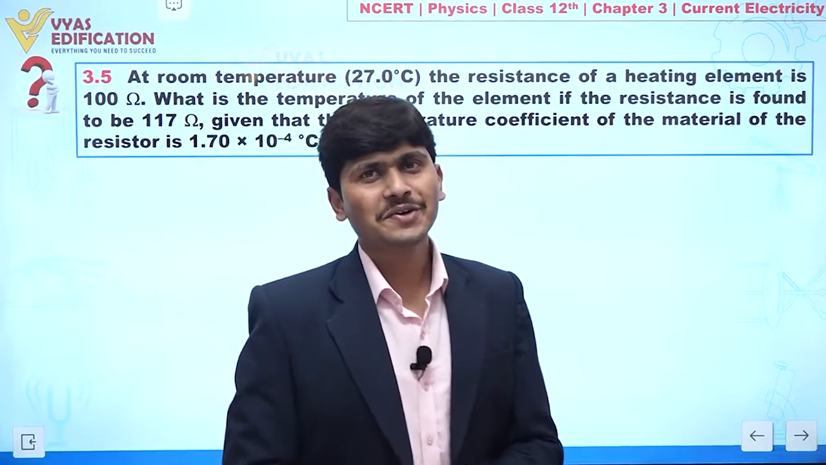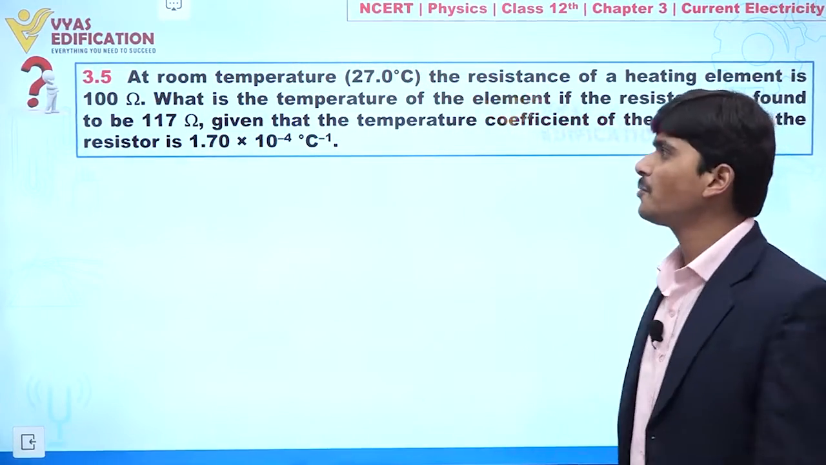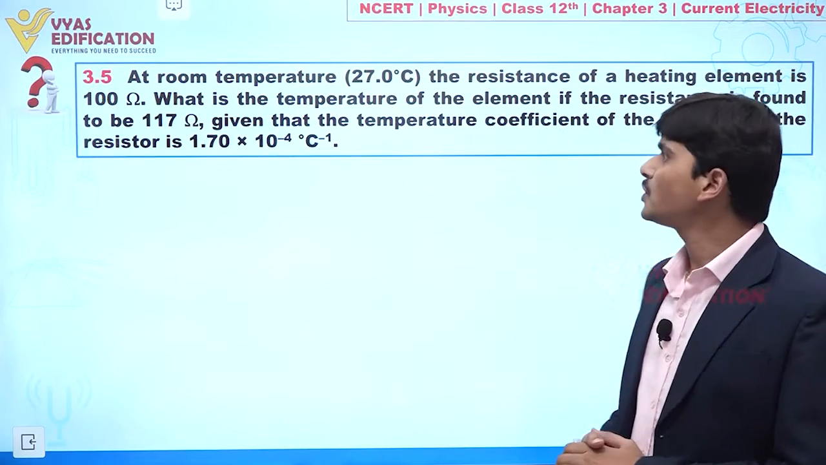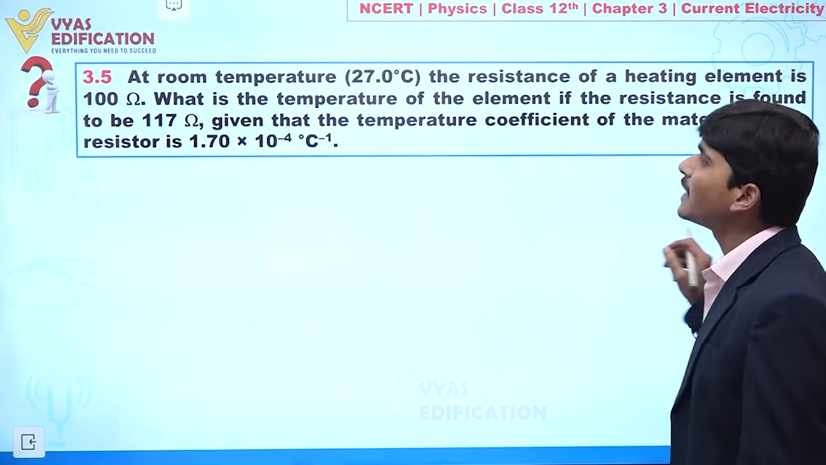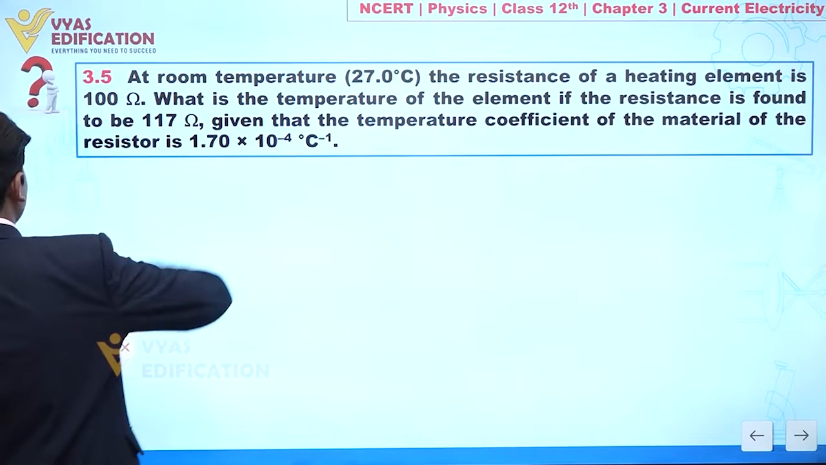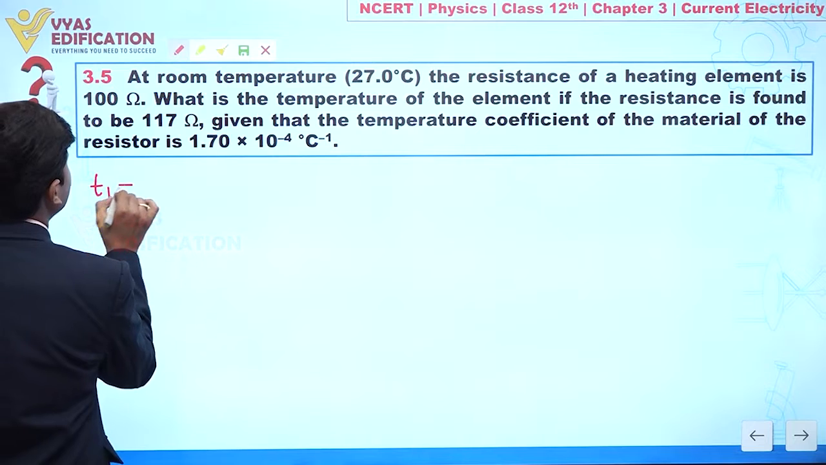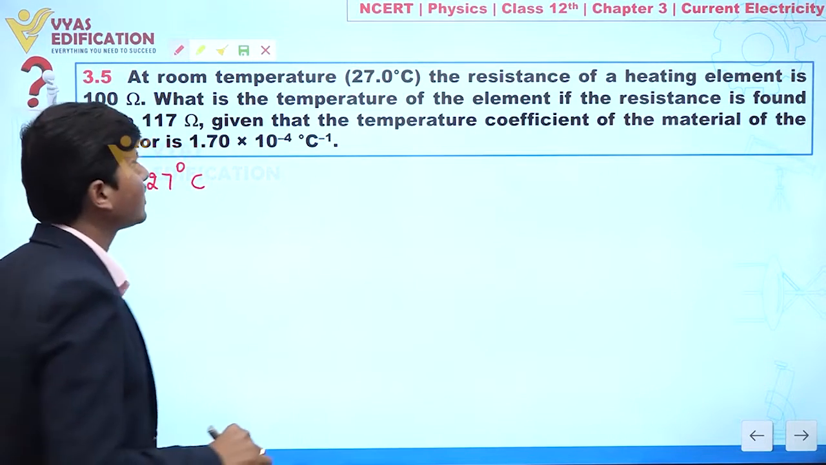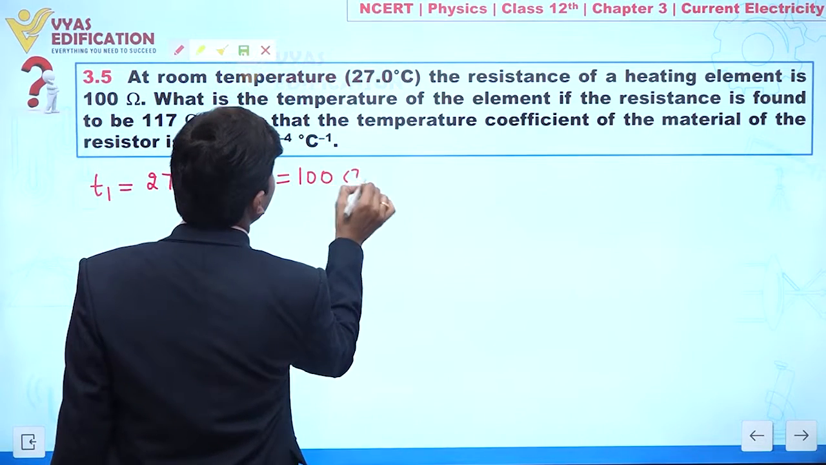Now dear student, we are going to discuss the next question, question number 3.5. In this question it is given that at room temperature, 27 degrees Celsius, the resistance of a heating element is 100 ohm. Clear? So it is given at room temperature. Let's suppose this is the temperature T1, 27 degrees Celsius, and the value of resistance is 100 ohm.